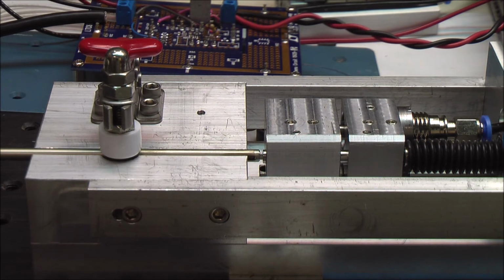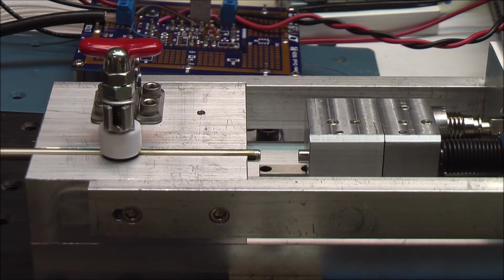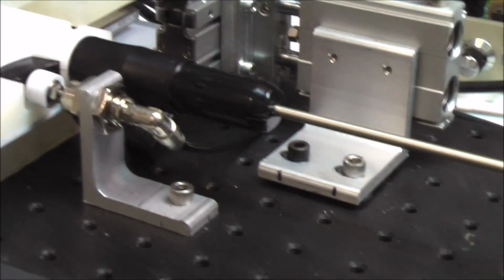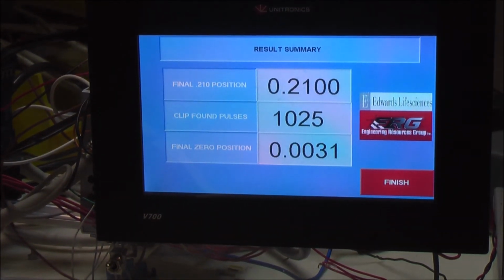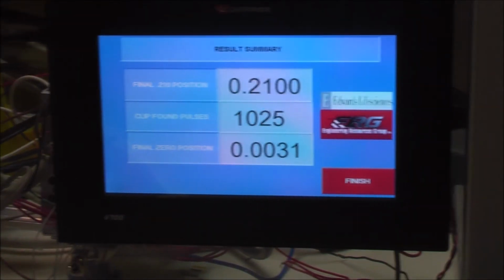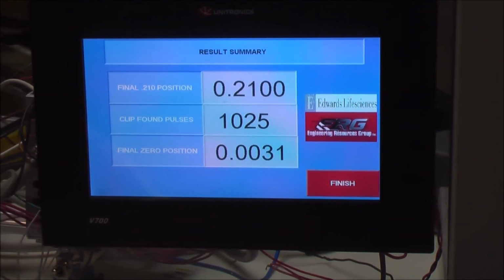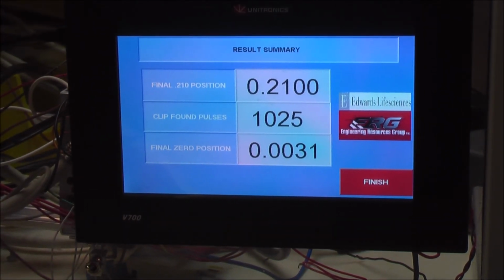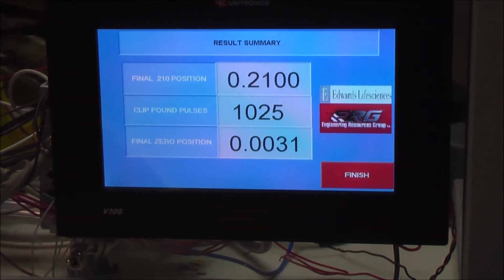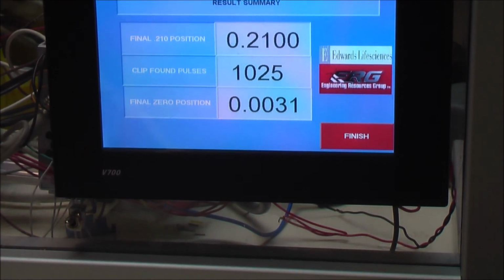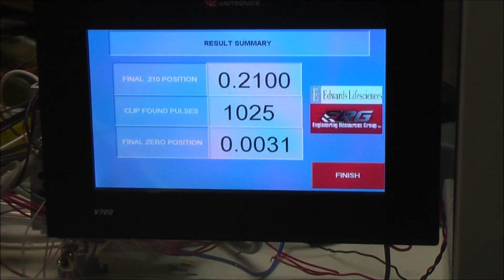It's detected the clip, moved it to its home position, moved it forward, now it's finding home. System's done. So the final stats, 210 position, dead nuts. It took over 1,000 steps to get to the clip because we've already depleted more than half the number of clips. And the home position is at 3,000, they're still to the rails.